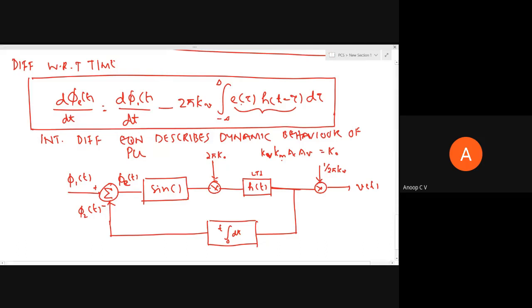Right. So basically, we try to implement this integral differential equation as a system. This is called nonlinear model of PLL. In another 10 minutes, I'll wind up. Nonlinear model of PLL. So what we have done is we have obtained this integral differential equation, and we have tried to come up with a system for it. So what we have is this term. This term is actually 2 pi kV into integral E of tau h of t minus tau d tau. So E of tau and h of t minus tau is nothing but what?